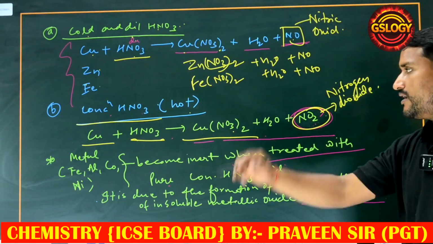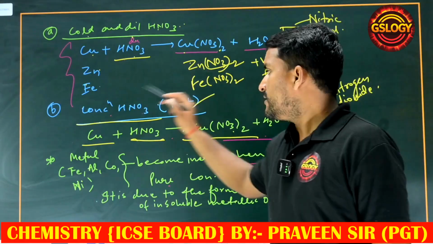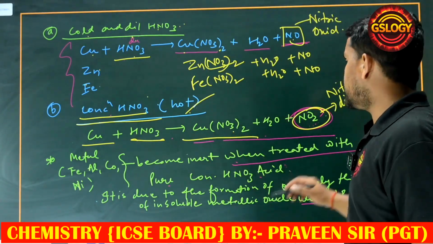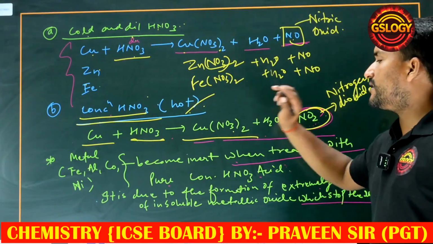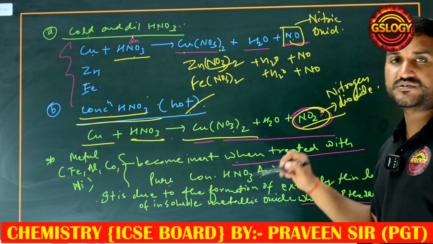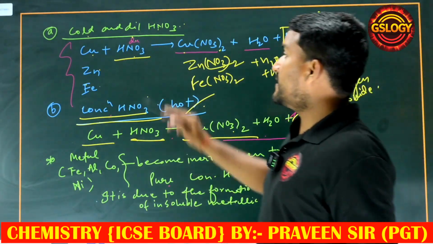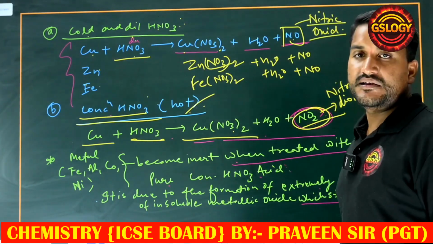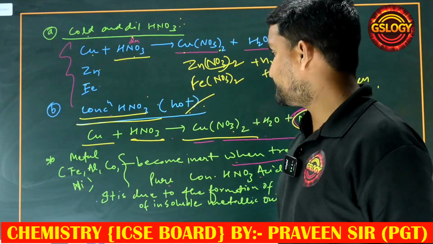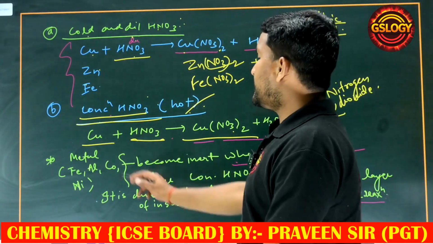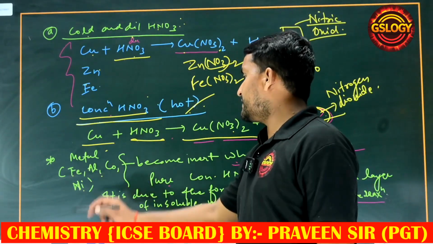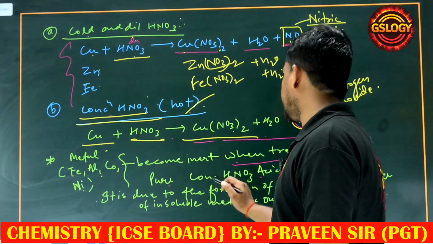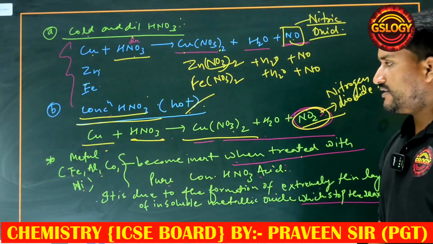In case of higher temperature, that means hot and concentrated nitric acid, the byproduct is nitrogen dioxide. But in cold and dilute nitric acid, the byproduct is nitric oxide. And the metals Fe, aluminum, cobalt and nickel become inert when treated with pure concentrated nitric acid.